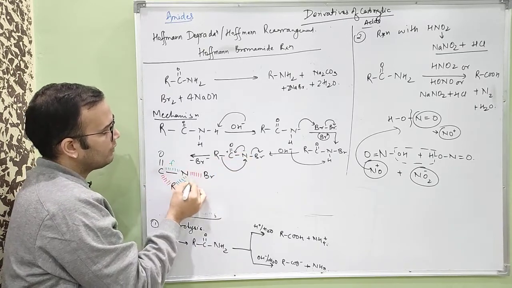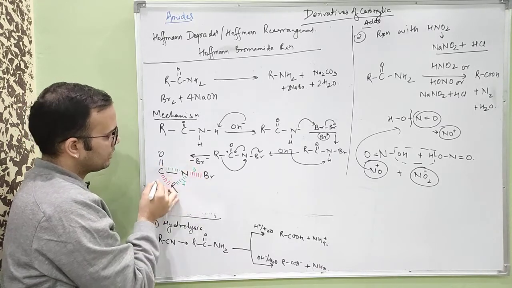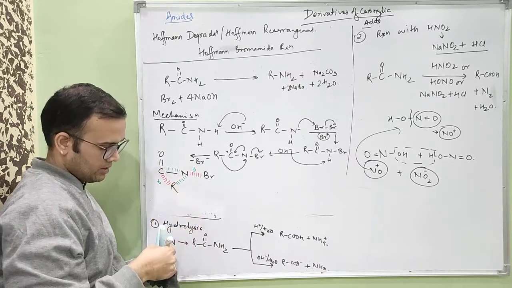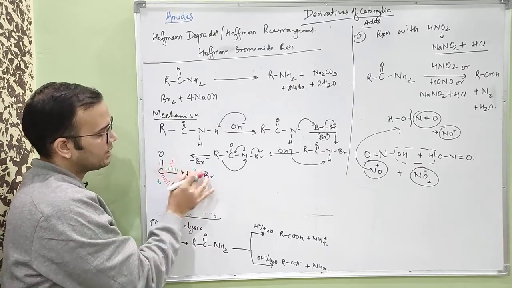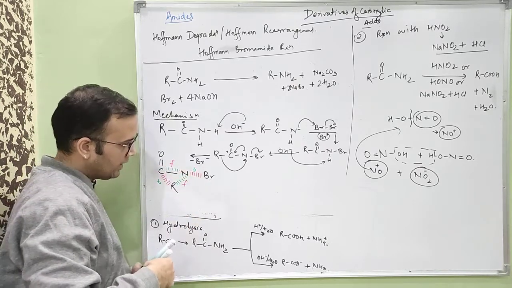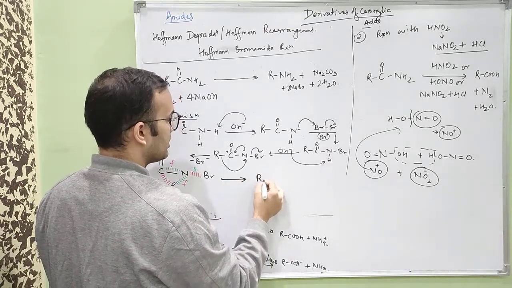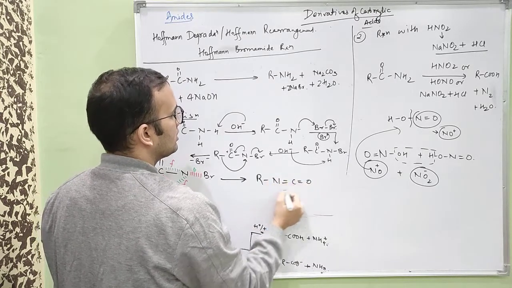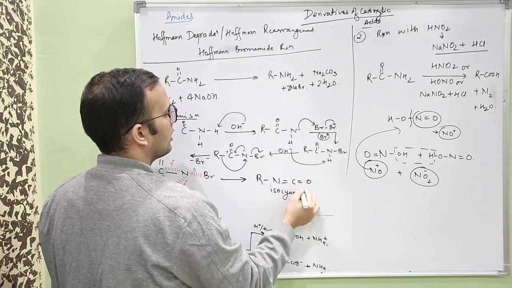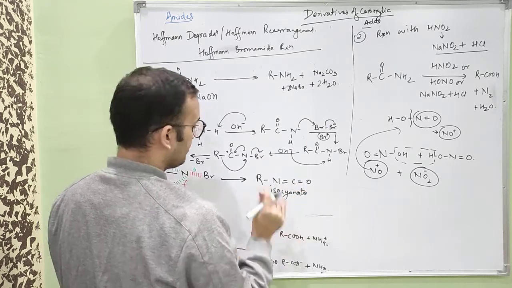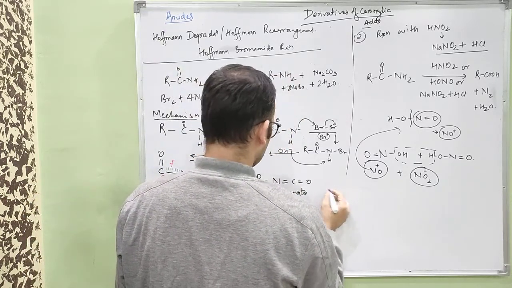So this is formed, this is formed, this is broken, this is broken, and this bond will be formed and formed. So this is getting formed, these are getting broken. So we get something called isocyanate, and we have already seen this a few times. This is called isocyanate. Got it? If we get this, then we get isocyanate.